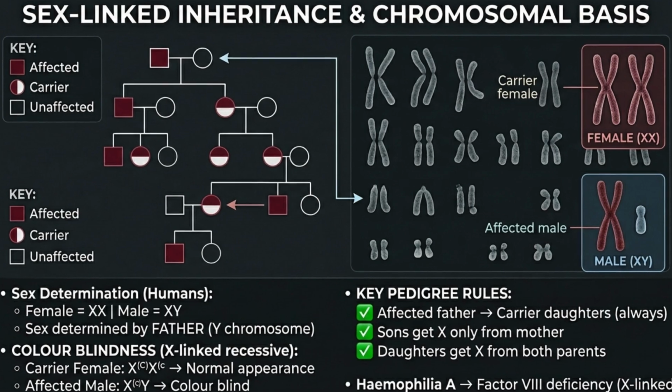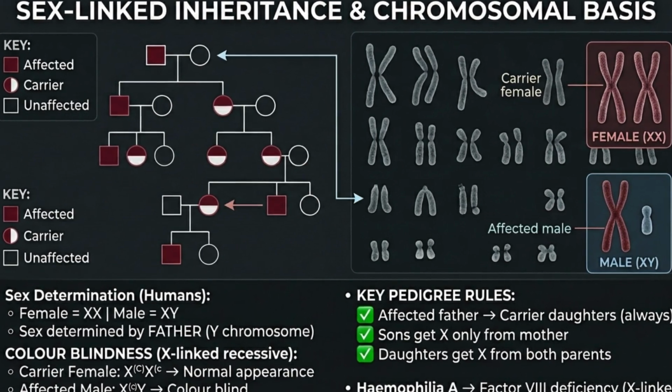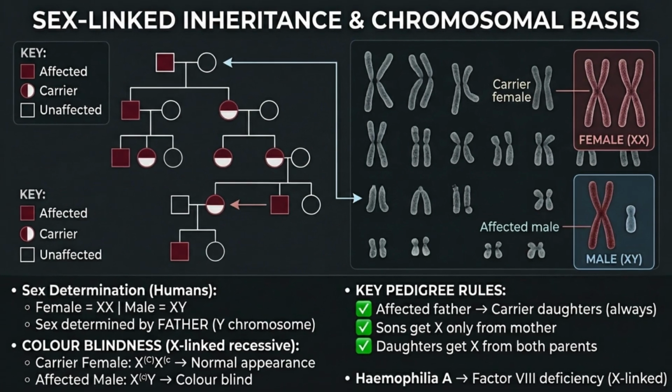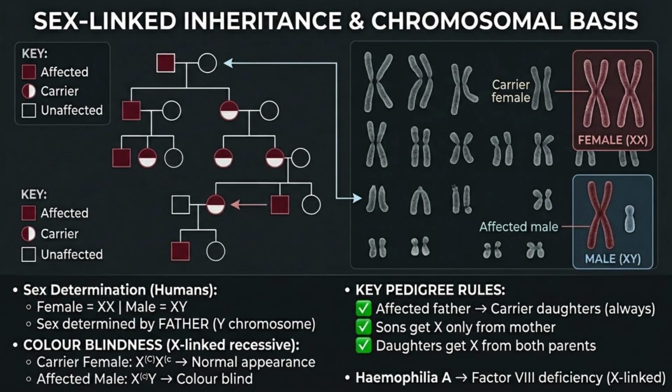Sex determination in humans. Females are XX, males are XY. The father determines the sex of the child because he contributes either X or Y. Now, sex-linked inheritance. The X chromosome carries many genes. The Y chromosome carries few. So males who are XY are hemizygous for X-linked genes. They show the trait even with 1 recessive allele.